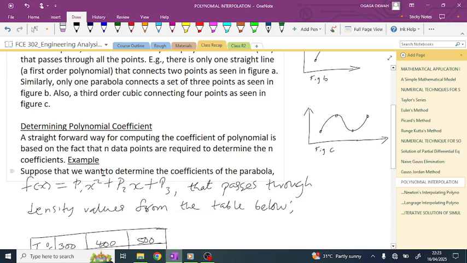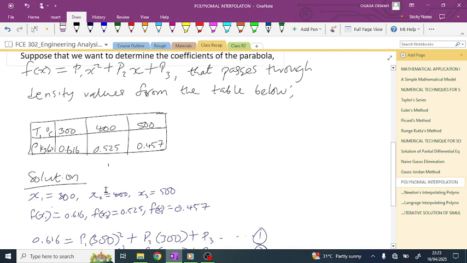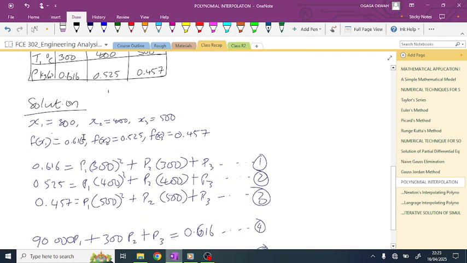So example, suppose that we want to determine the coefficients of the parabola that passes through the density values from the table below. So this is the density values. We want to determine the coefficients for this. Now a simple solution: x1, x2, x3, that's the temperature. The density values are the f of x, f of x1, f of x2, f of x3. As simple as that.